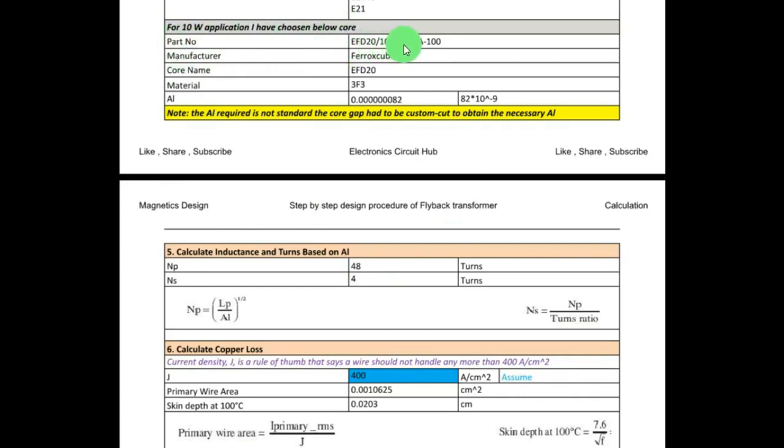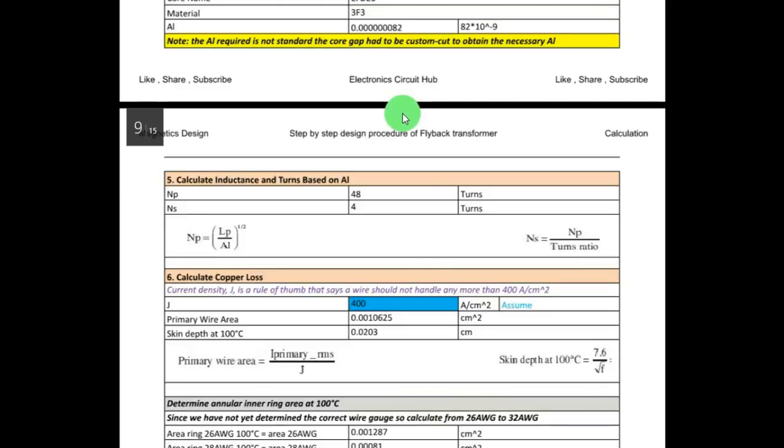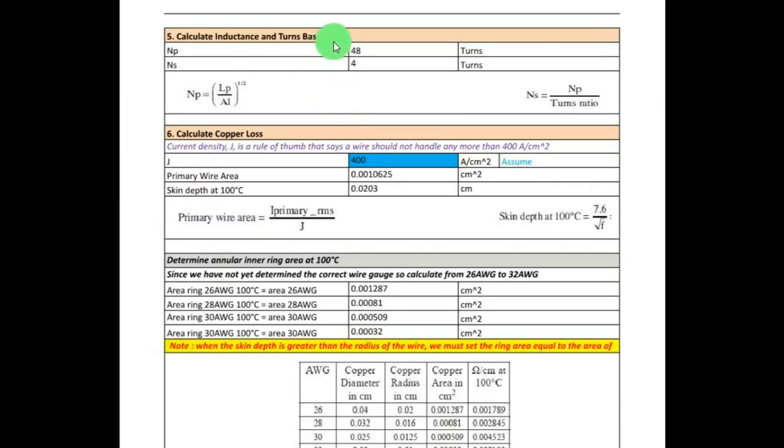The material is 3F3, the manufacturer is FerroXQ, core name EFD20, material name 3F3, and you can find the AL value, which is 82 into 10 to the power minus 9. Note the AL required is not standard, so the core gap has to be custom cut to obtain the necessary AL. Now how will you calculate the turns based on AL? You can calculate the turns, NP equals primary turns equals the square root of LP divided by AL.